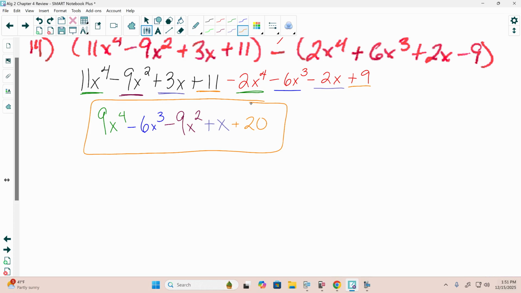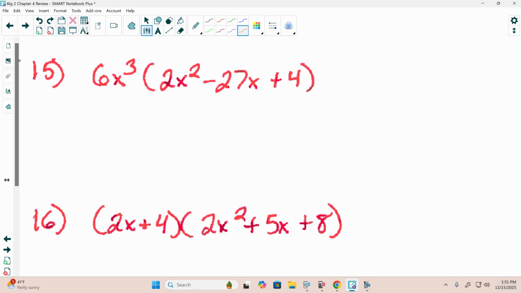Questions on addition or subtraction? All right, we're going to look at number 15 with our multiplication. When we multiply two expressions, we just need to distribute. So for 15, we're going to multiply each of the terms inside the parentheses by 6x cubed.